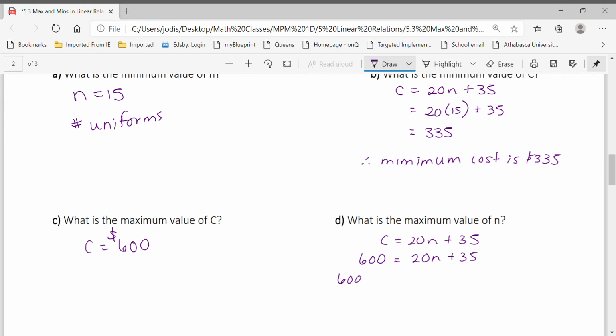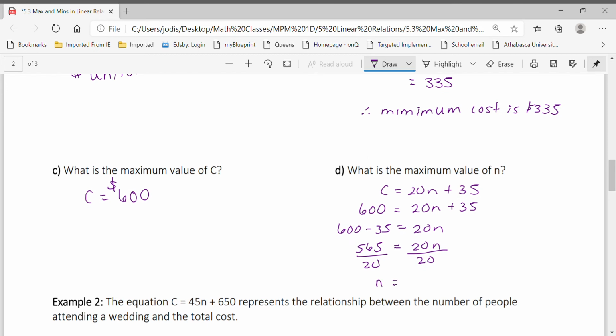So if we move this 35 over, we get 565 divided by 20, and n equals 28.25. Now, when we get these types of questions, we have to be careful. You can't just say that the number of uniforms that we could get is 28.25, because we can't buy a quarter of a uniform, unless maybe we're just buying some socks or something. So we're going to have to change this number to make it a real life answer.